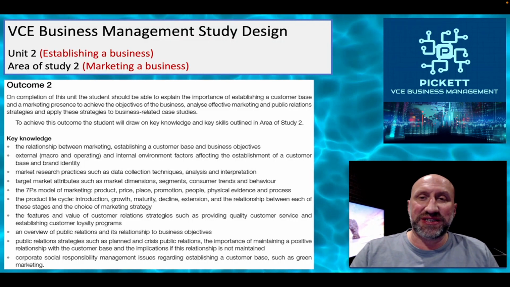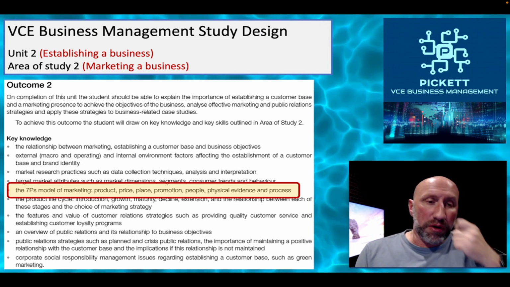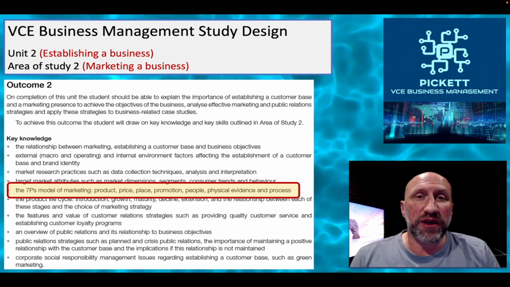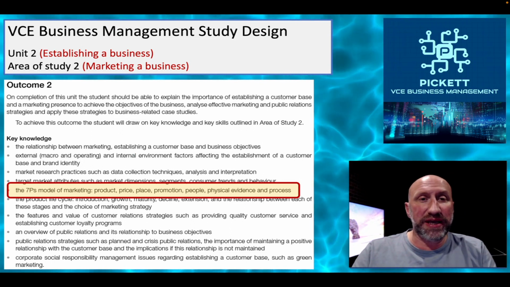So here's where it sits in the study design. You can see there the 7 Ps, a model of marketing, and then it tells you what the 7 Ps are. That's why it's called the 7 Ps, because each element begins with the letter P.